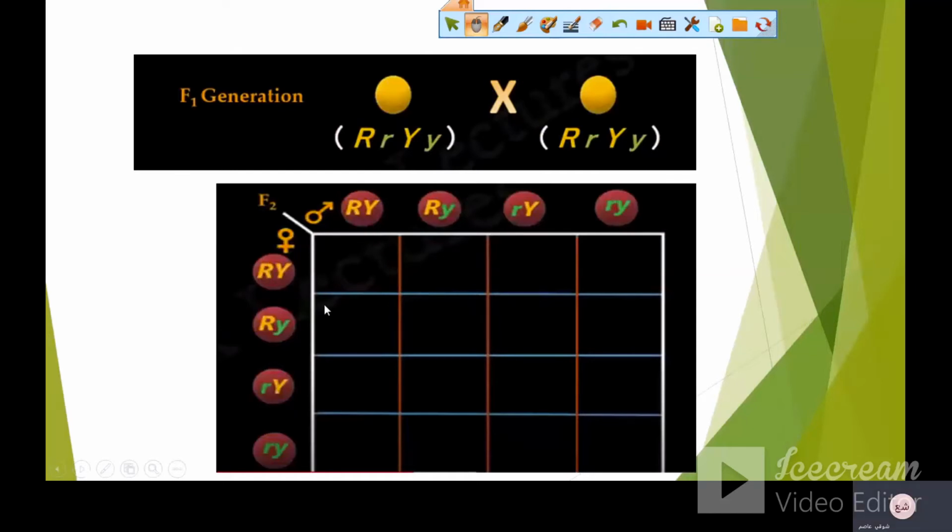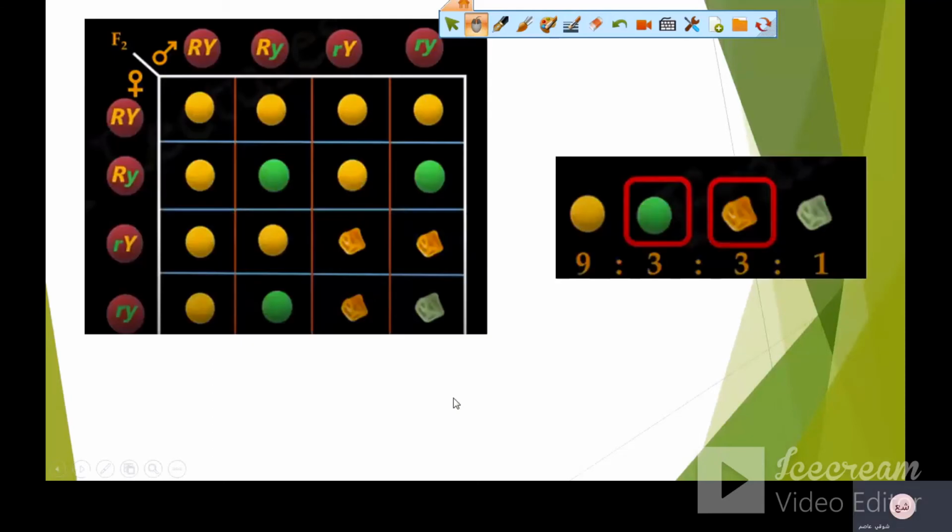If you complete this square, you will find the result is exactly like that: 9 to 3 to 3 to 1. 9 round and yellow, 3 round and green, here 3 wrinkled and yellow, 1 wrinkled and green.